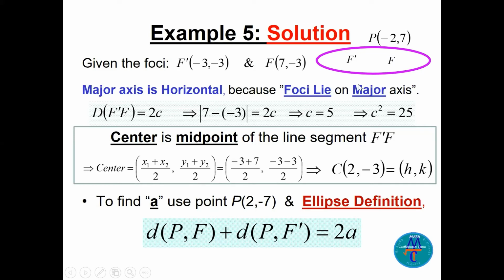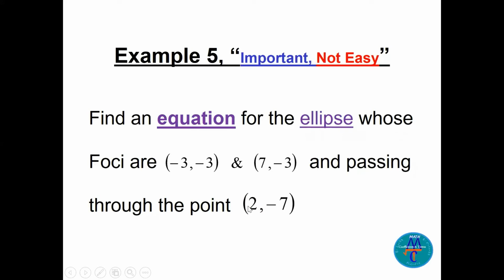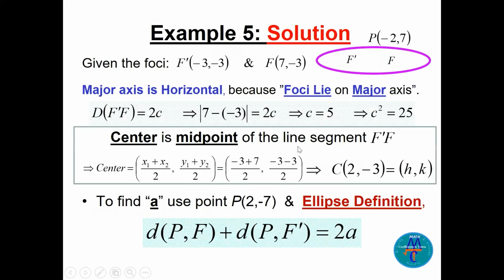So the foci lie on the major axis. These two are on the horizontal here. So the major axis is horizontal, so the whole ellipse is horizontal. So we have f prime, and there is a point here on the ellipse. I will call it point P, 2, minus 7, on the ellipse.